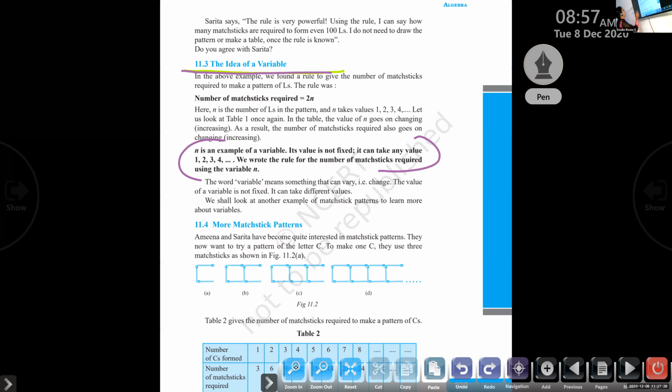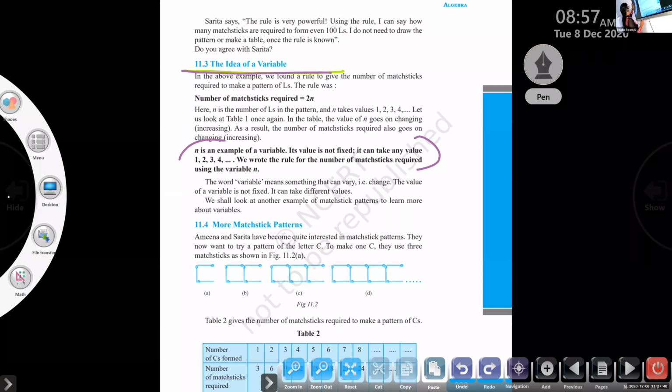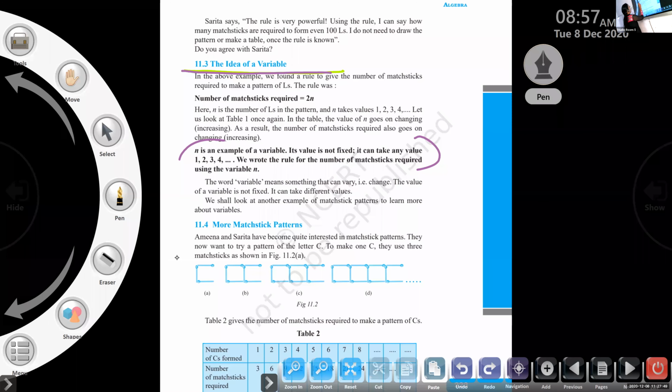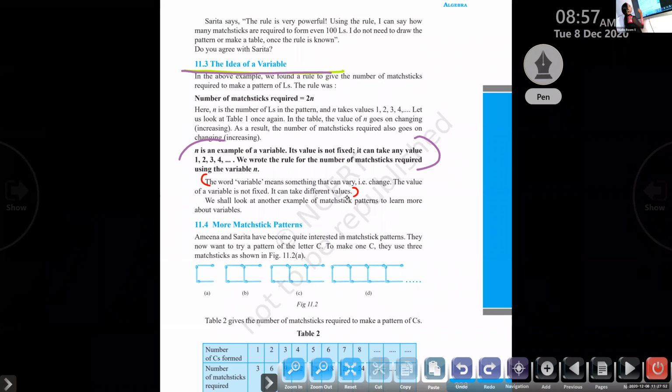Okay, children. This paragraph, you write also. The word variable means something that can vary. Vary means change. The value of a variable is not fixed. It can take different values. What is the meaning of the variable? Its value is not fixed. It can take different values.